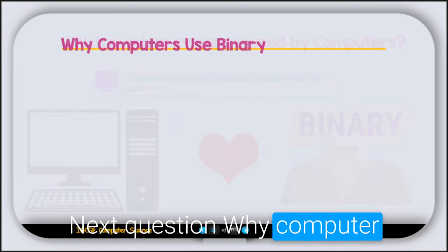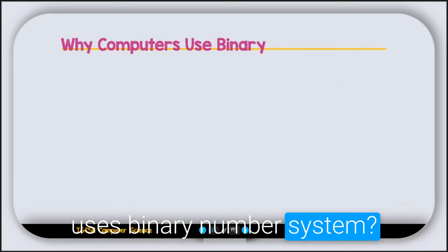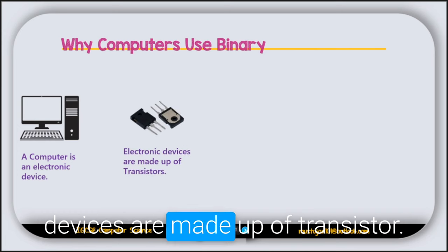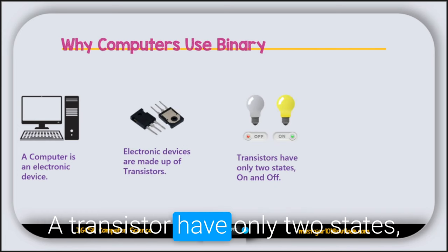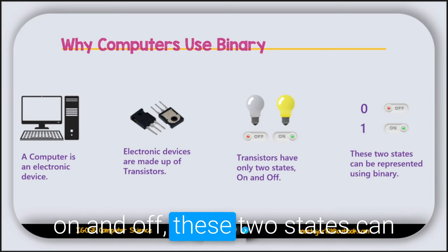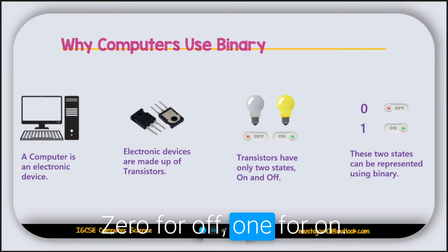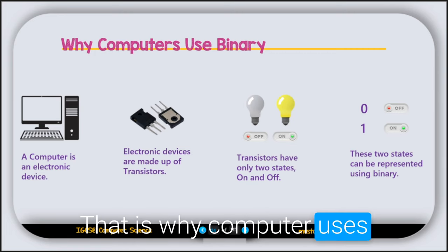Next question, why does the computer use the binary number system? As we know, the computer is an electronic device. All the electronic devices are made up of transistors. A transistor has only 2 states, on and off. These 2 states can be represented using binary, 0 for off, 1 for on. That is why computers use the binary number system.